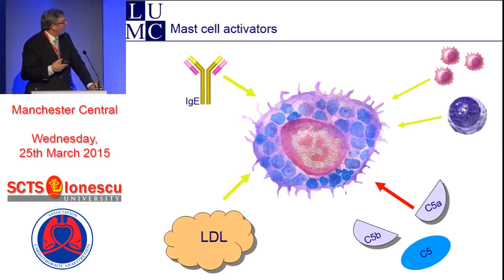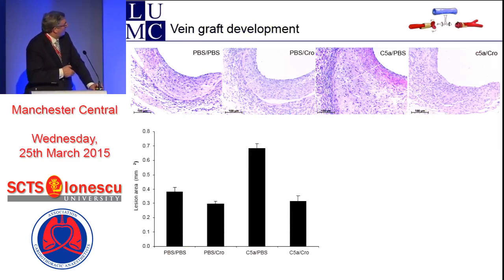So with this knowledge, we went back to our mouse model and we added again the C5a to our vein grafts, but now in the presence of an inhibitor for mast cells, cromolyn. And what you can appreciate is that if you add cromolyn, you do see a very slight reduction in vein graft thickening. If we give just C5a, we do see again the increase in lesion size. But if we give C5a in combination with the mast cell inhibitor cromolyn, we do see a strong reduction of this effect.